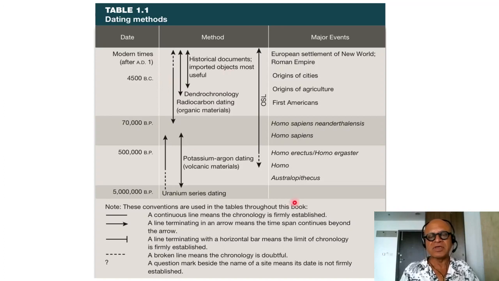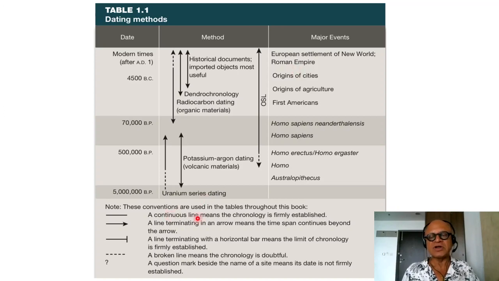And among them, the major events, starting backwards: Australopithecus, the Homo lineages, Homo erectus, Homo ergaster, Homo sapiens, starting at this period, which we will look at in much more detail. Homo sapiens neanderthalensis, which went extinct, and we'll talk a little bit more about that. First Americans, origins of agriculture, origins of cities, European settlements of the New World, so North America, Central and South America, the Roman Empire, and so on.